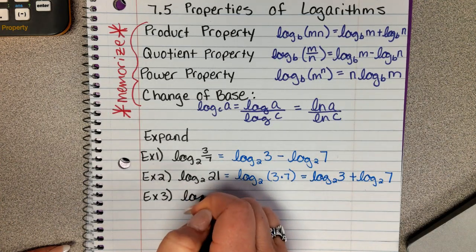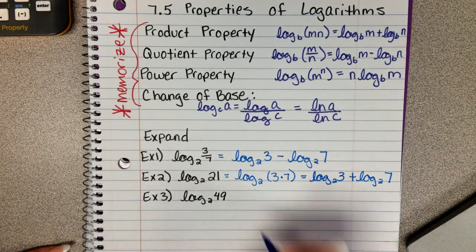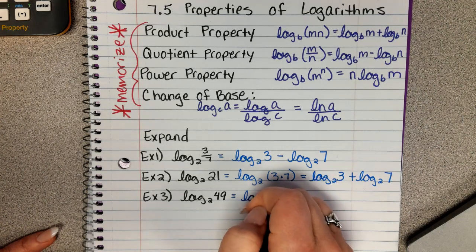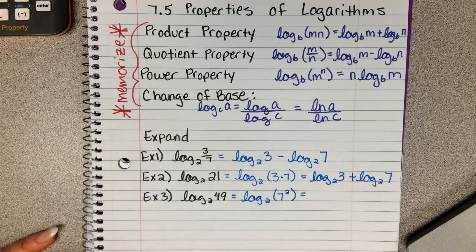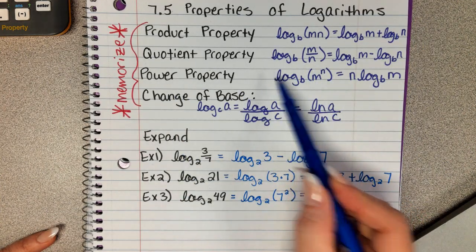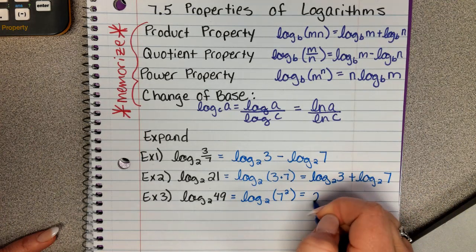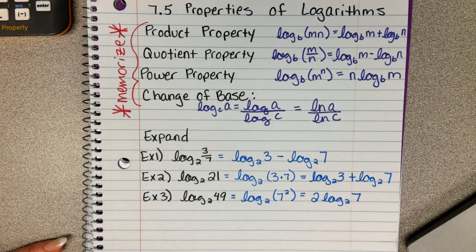If I have log base 2 of 49, I'm going to rethink this as log base 2 of 7 squared. According to my power property, I can take that power and bring it to the front. I can make that power into a coefficient. So that's the same thing as 2 log base 2 of 7.